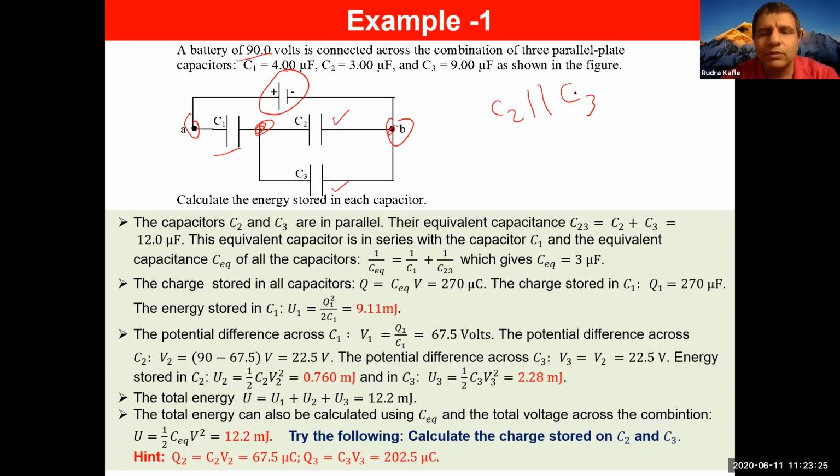Okay. So in the previous class, we learned that when two capacitors are in parallel, the equivalent capacitance can be obtained by adding the capacitances, right? So that is simply 12 microfarad, because C2 is 3, C3 is 9, so you simply add them. That is 12 microfarad. Now you remove this combination, and put this equivalent capacitance, which I have denoted by C23.